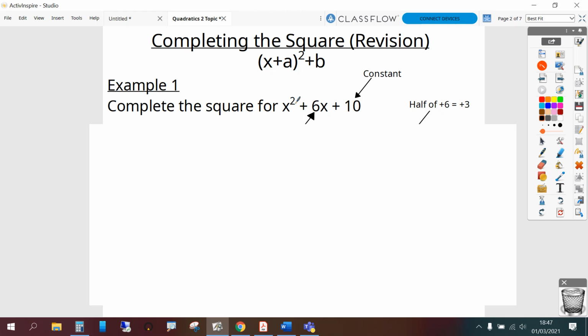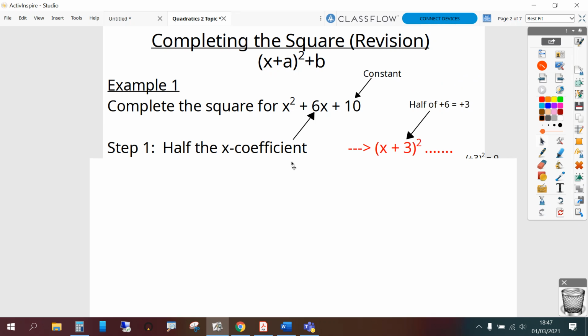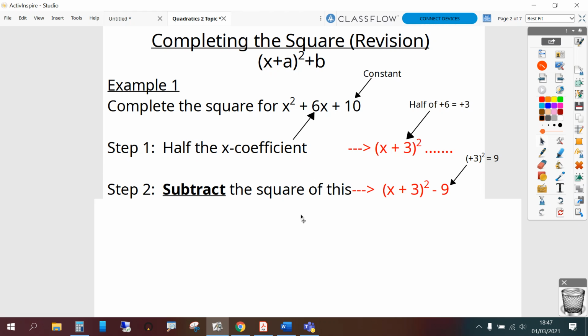Complete the square for x squared plus 6x plus 10. So the 4 steps which we covered before were: half of the x coefficient, so half of the 6 is 3, and it's a plus 3 because it's a plus 6. We subtract the square of this, so we've got plus 3, square that is 9, so we subtract 9.